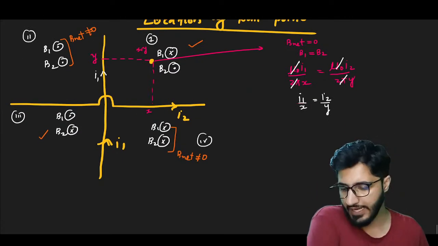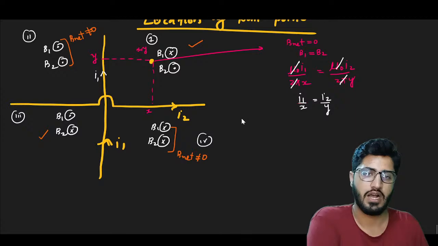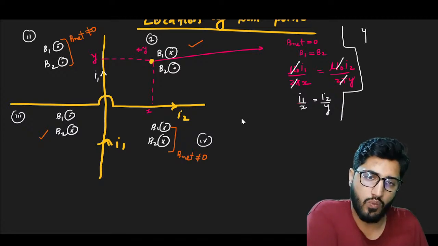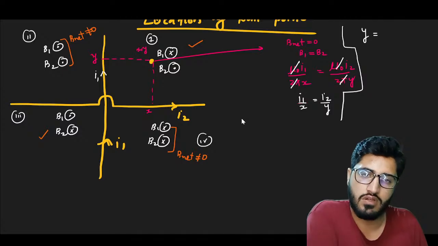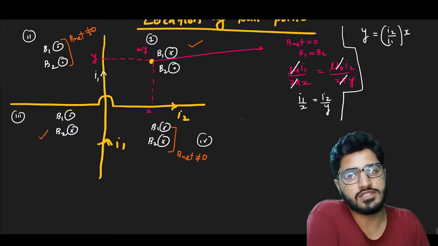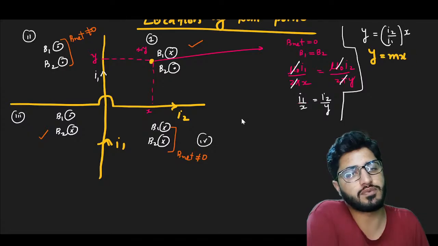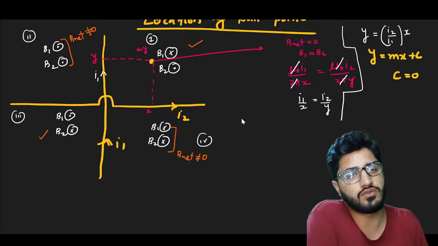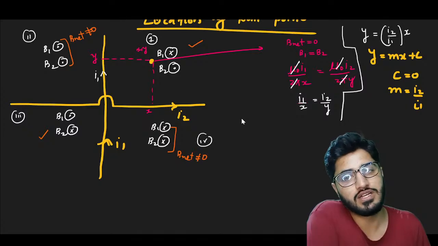So now, I guess this is visible to you. Okay, I will write here. So I can write now y is equal to I2 by I1 into x. Now just compare the equation with the y equals mx plus c equation. So you can see here c is equal to 0. My slope m came out to be I2 by I1. Okay, so it is a straight line.